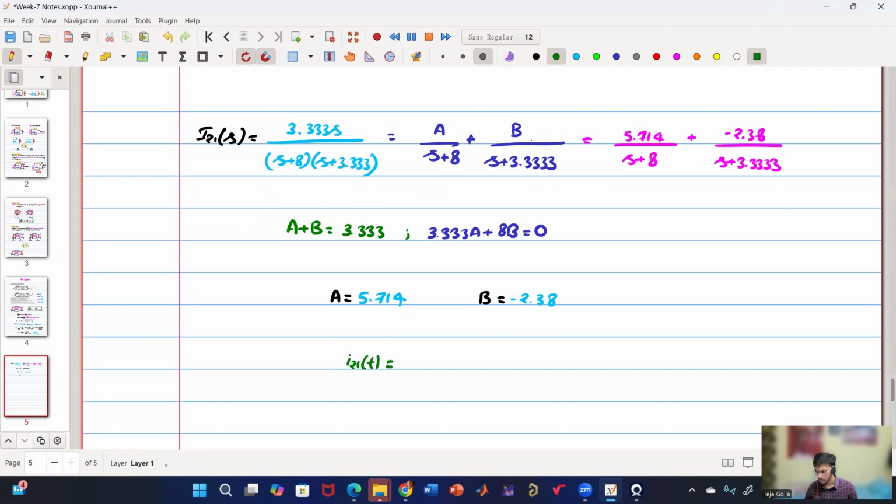The Laplace domain is there. I want the expression in time domain. 5.714 e to the power of minus 8t, U of t. I'll write the U of t for both at the outside. Minus 2.38 e power minus 3.3 t, whole into U of t. Yeah, very good. So everyone is getting the same expression.